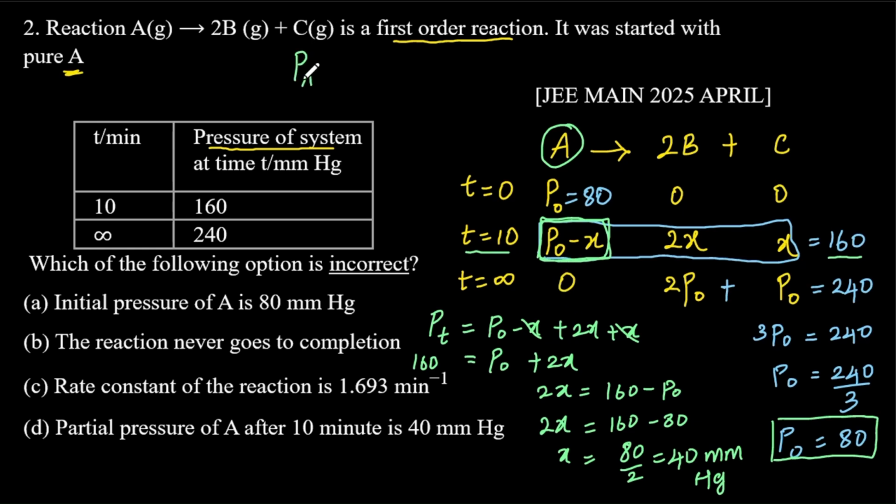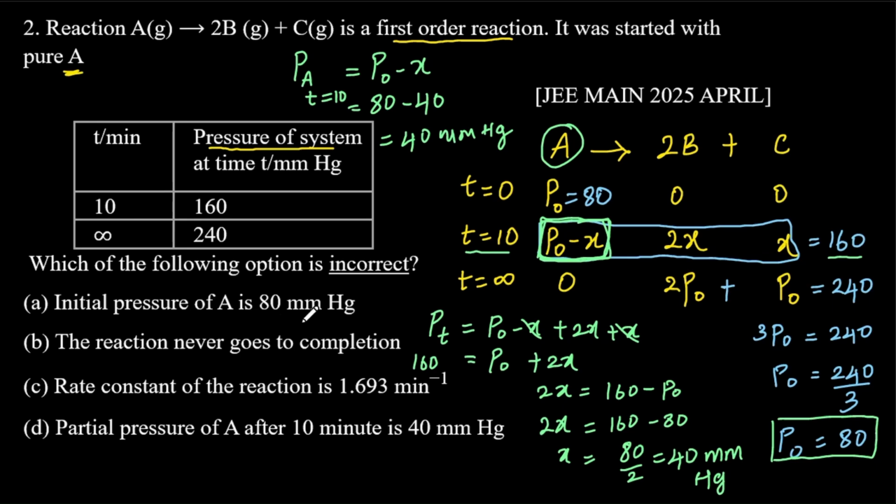Partial pressure of A at time t equal to 10 minutes is taken as the formula P naught minus x. So P naught value is 80 and x value we have found as 40. So you will get the value as 40. Now let us see the options first. Which of the following options is incorrect?